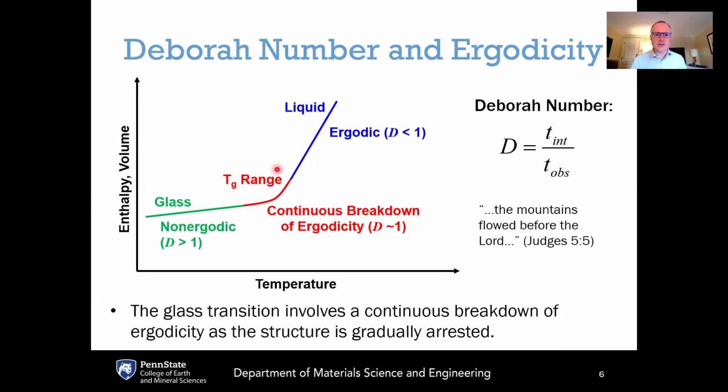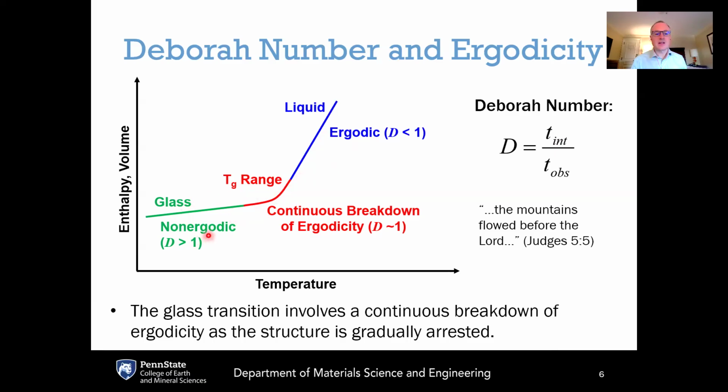So the glass transition is, at its most fundamental level, a transition from an ergodic to a non-ergodic state. The glass transition range represents the range where there is a continuous breakdown of ergodicity. It is continuous because it is not a thermodynamic phase transition, as we know. It's because the timescales of the kinetics are continuously increasing.